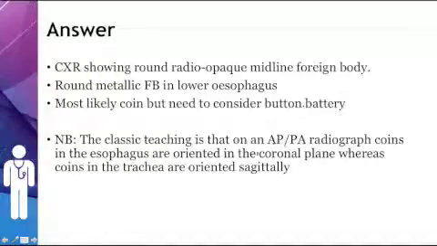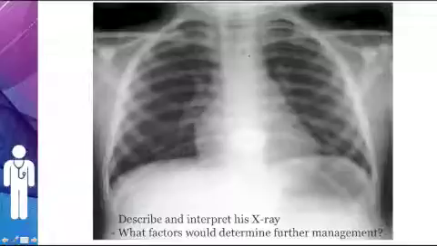You've got to be really careful as to where this will be, but the classic teaching is that on an AP or PA, coins in the esophagus are oriented en face, whereas coins in the trachea are oriented sagittally. So obviously this is quite far down, but you can use this to your advantage when the coin is up here.